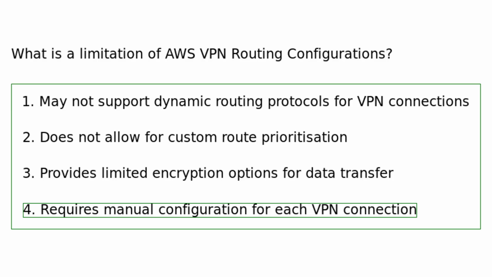A limitation of AWS VPN routing configurations is that it may not support dynamic routing protocols for VPN connections, limiting the flexibility in adjusting network routes based on changing traffic patterns.